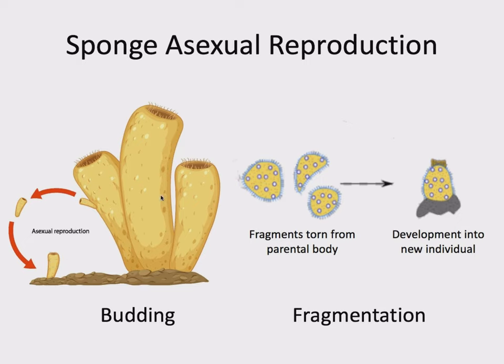Or they can reproduce asexually through fragmentation, where maybe an attack by a predator or a storm or something like that, some fragments can be torn from the adult body. They can float off, attach themselves, and develop into a new individual. So either of these things will work. Sponges can reproduce asexually by budding or by fragmentation.